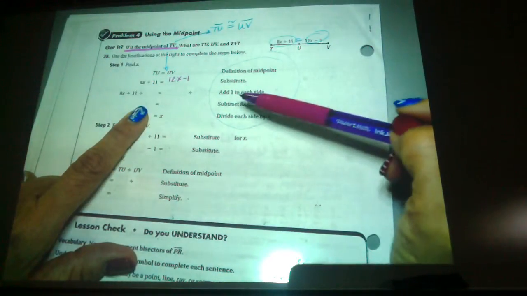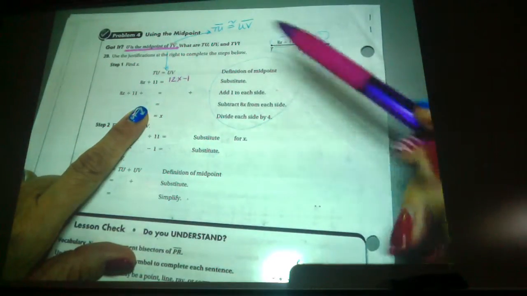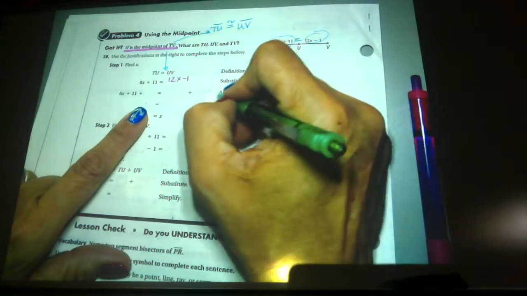Normally, in an algebraic proof, we don't show what we did to both sides, so this is an unusual step, but we're going to go ahead and put that in there. So we're adding 1 to each side. I'm going to put it in green. So that would be 1 here and then 1 here. What's missing is this 12x minus 1 gets brought down here.